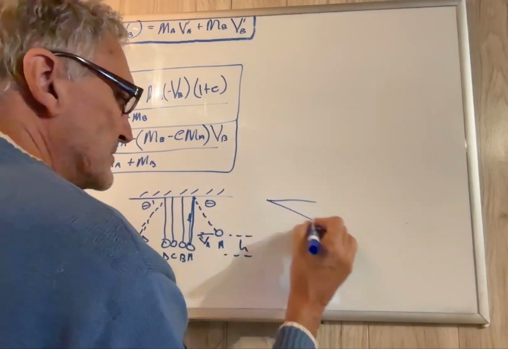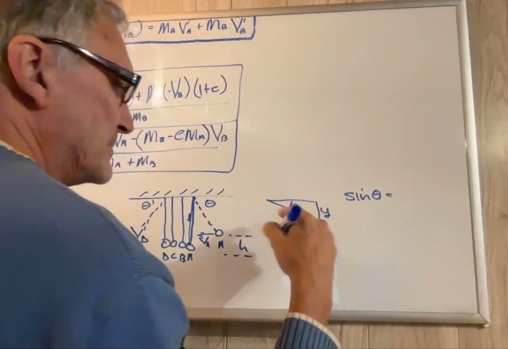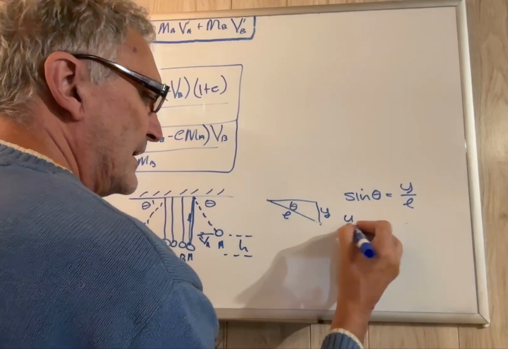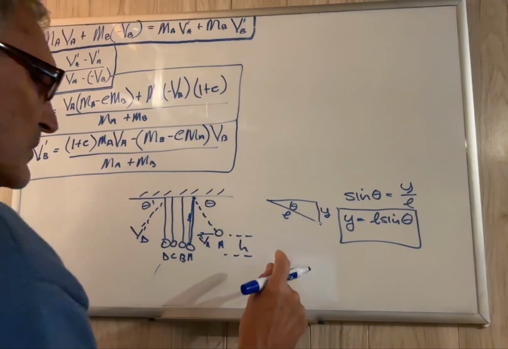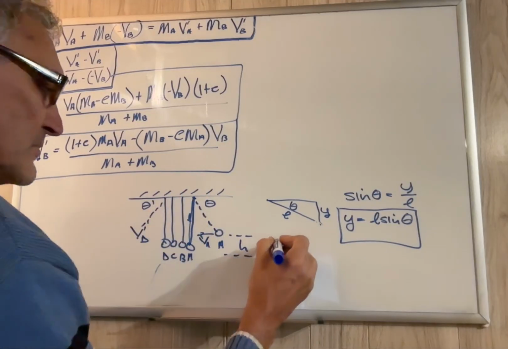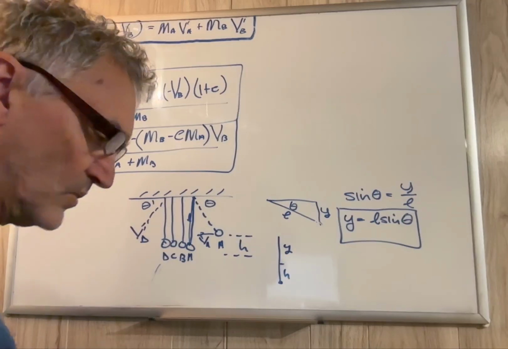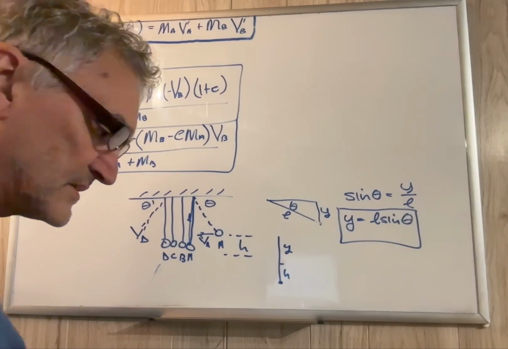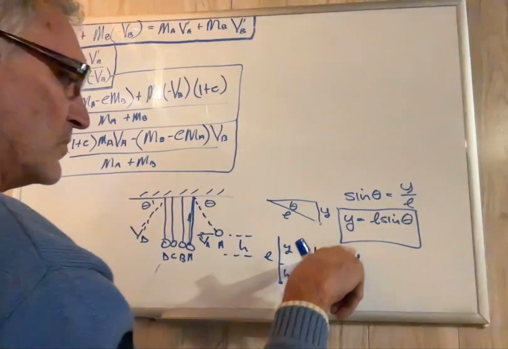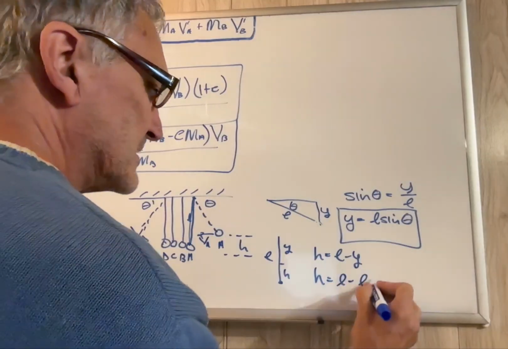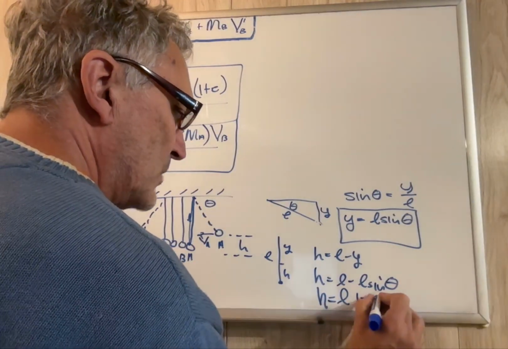Of course, we're going to use trigonometry, and let's just say here's our theta. We'll call this side y, and this is L. So the sine of theta is opposite over hypotenuse, y over L. So y is going to be equal to L sine theta. Okay, that makes sense. Now how is y related to h? Since this is L, h is going to be L minus y. We know L and we know y, so h is L minus L sine theta. So h is going to be equal to L times (1 minus sine theta). Whoa, we got that one done.